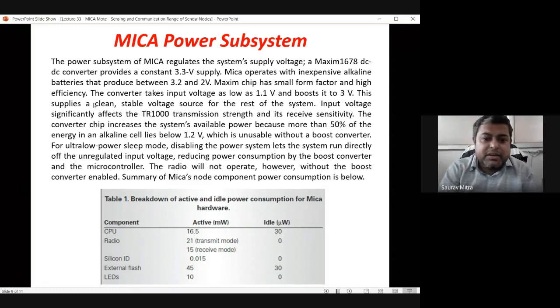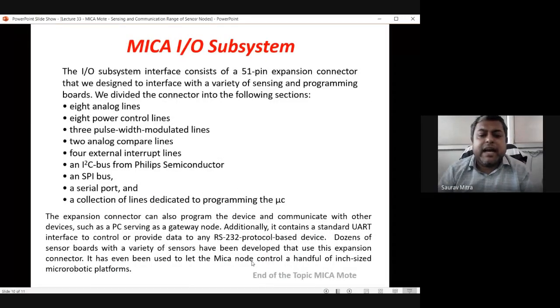So the summary of the MICA node's component power consumption is given below. It is already explained to you. This is the I/O subsystem. The I/O subsystem interface consists of a 51 pin expansion connector that we designed to interface with a variety of sensing and programming boards. We divide the connector into the following sections.